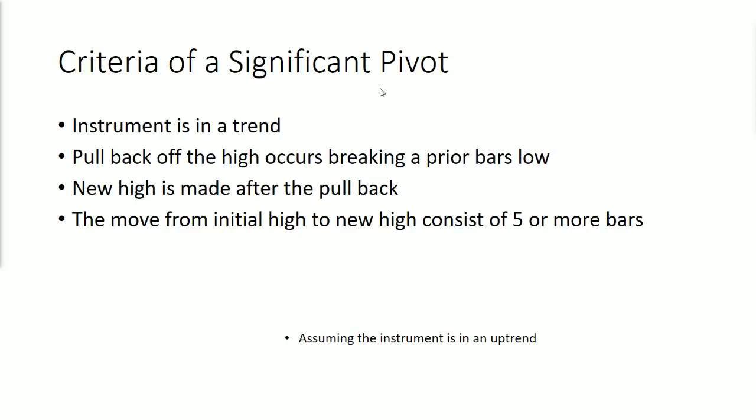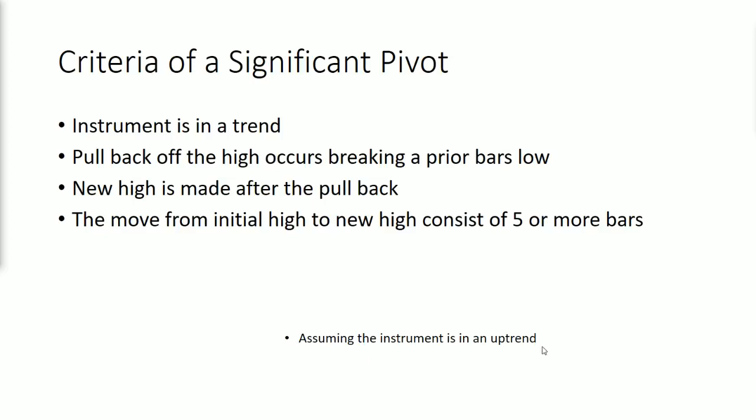So you should be able to see the criteria of a significant pivot here. The first criteria is the instrument is in a trend. I'm not looking at defining significant pivots on a stock that's trending sideways. If a stock is just going like this, I'm not interested. None of these pivots are significant because we're not in a trend. So what establishes a trend? A higher low and a higher high. That's the start of the trend, the earliest start of a trend for me. So the instrument must be in a trend.